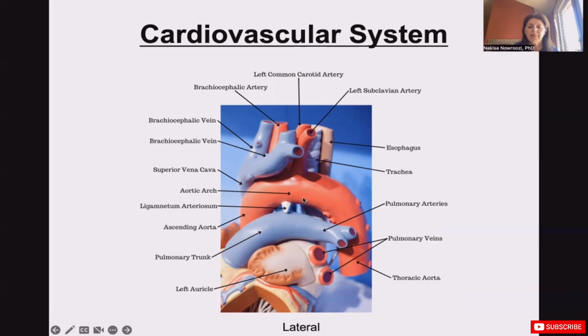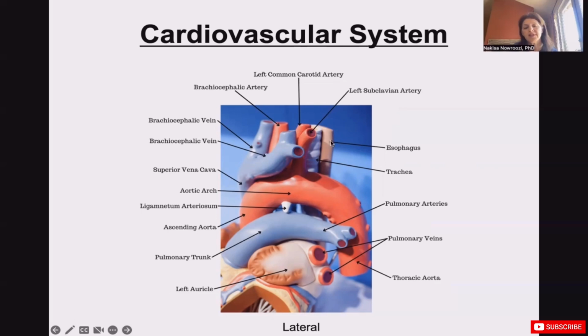Aortic arch, pulmonary arteries, pulmonary veins. These two are pulmonary veins. You have ascending aorta, aortic arch, thoracic aorta in red. You have superior vena cava branched into brachiocephalic veins on the left side and on the right side. You have brachiocephalic artery right here, left common carotid artery, left subclavian artery. These are branches of aorta.